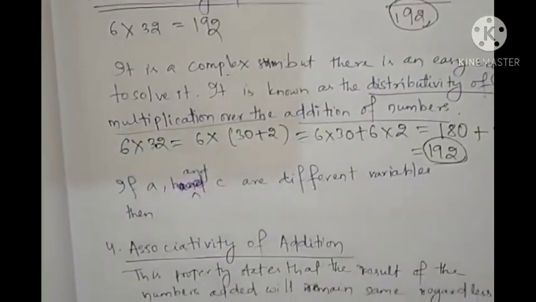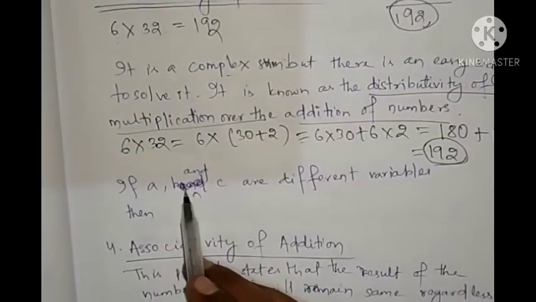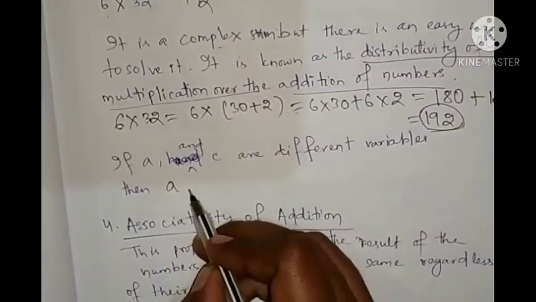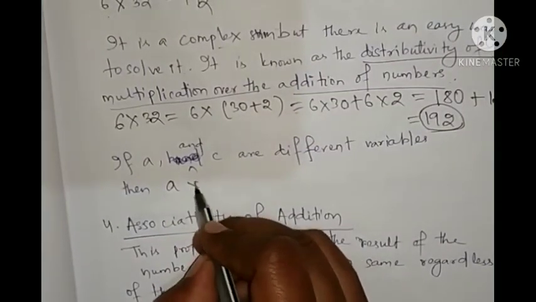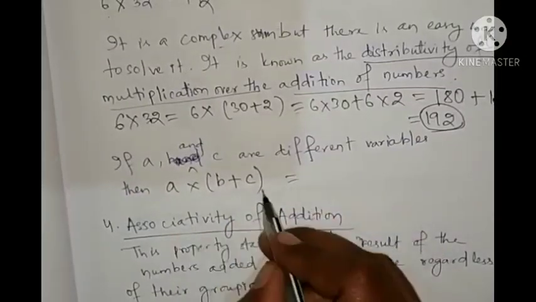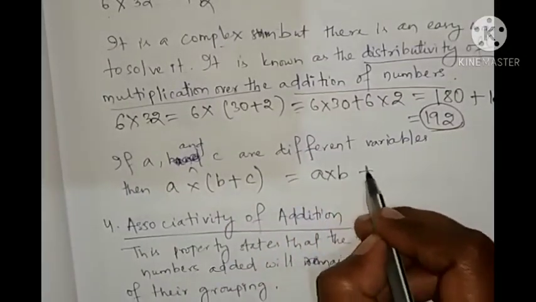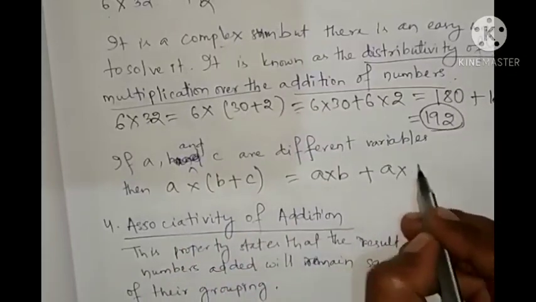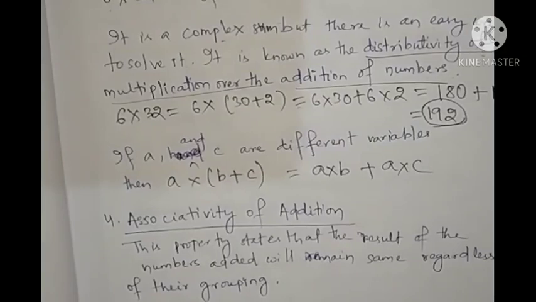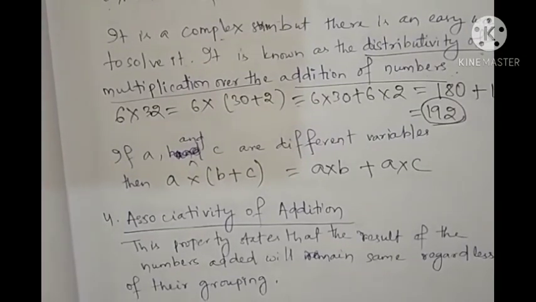So if we take A, B, C as different variables, then what we can write? A into B whole plus C. Okay, so you can write it as A into B plus A into C. Like this you can do. So this is distributivity of numbers.